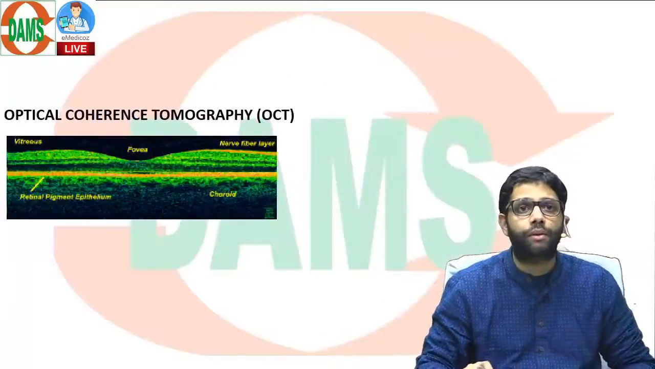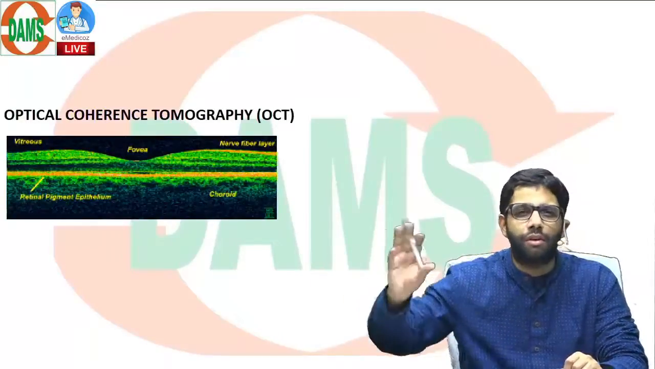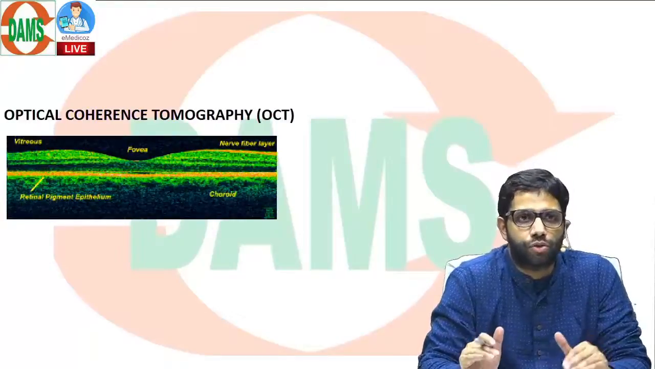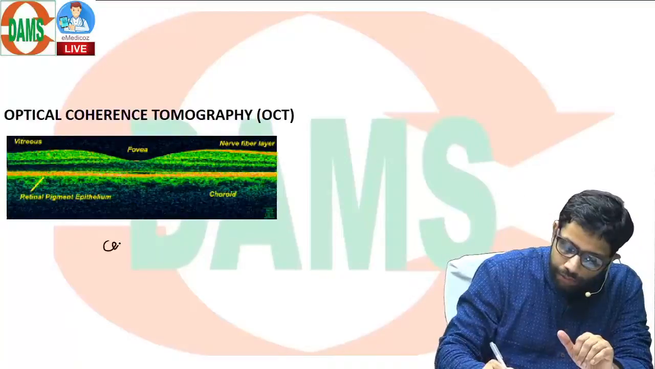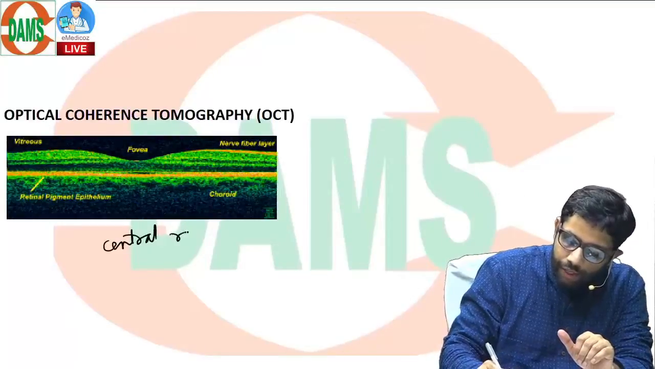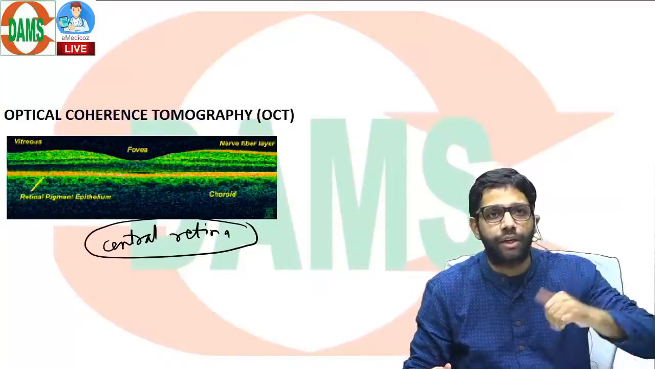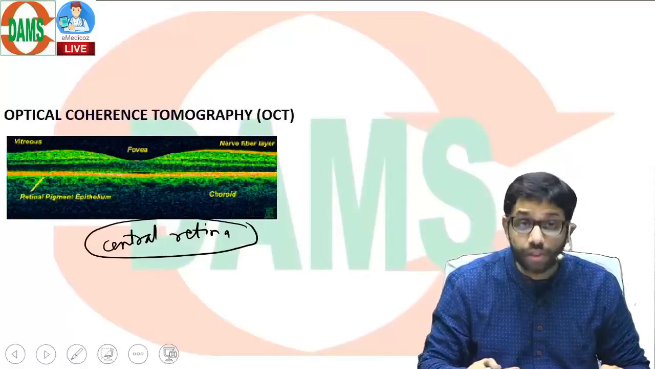Now let us see, if we want to do one investigation, without knowing this investigation, we cannot understand. So this is another investigation other than angiography in the retina which we should know, optical coherence tomography. It tells about central retina. It's a scan of the central retina. Okay, only of the central retina it gives scan. And it is in the same orientation. It tells about the layers of the retina. So we should know the layers of the retina.